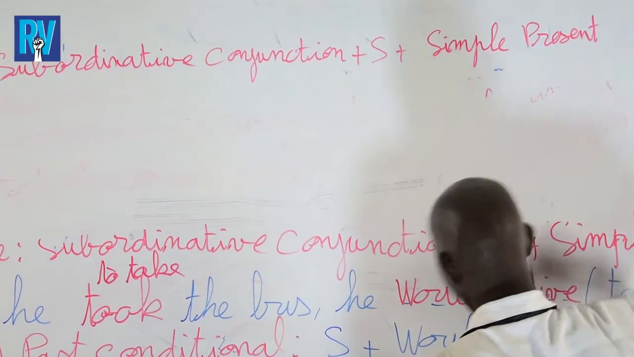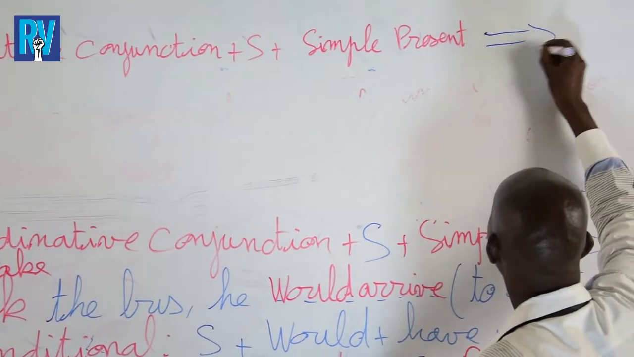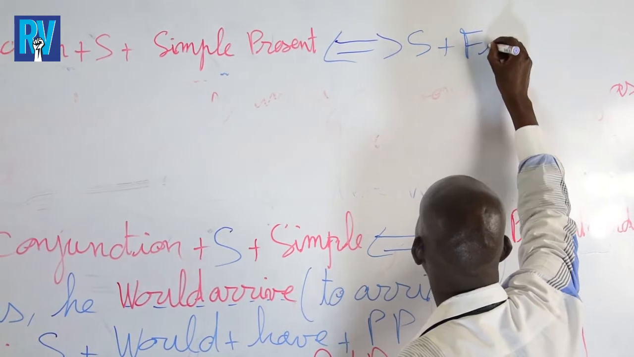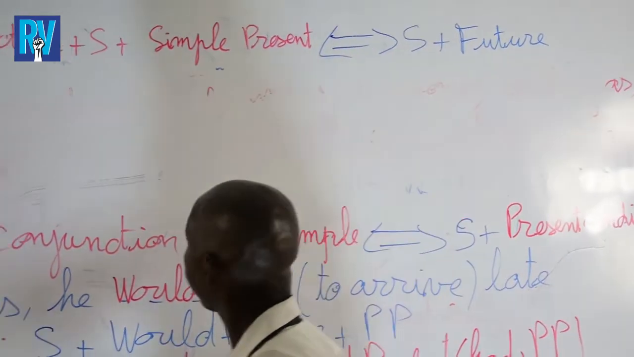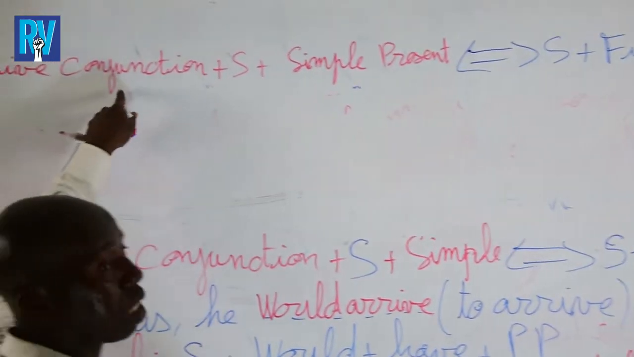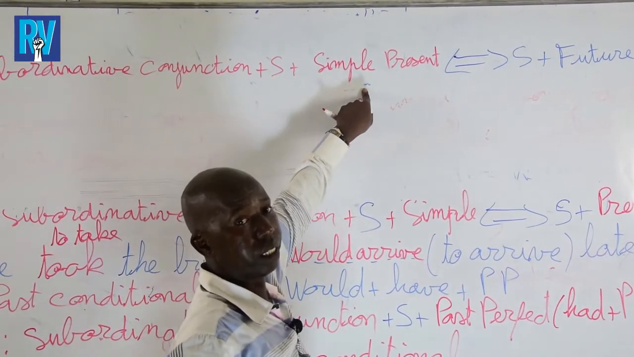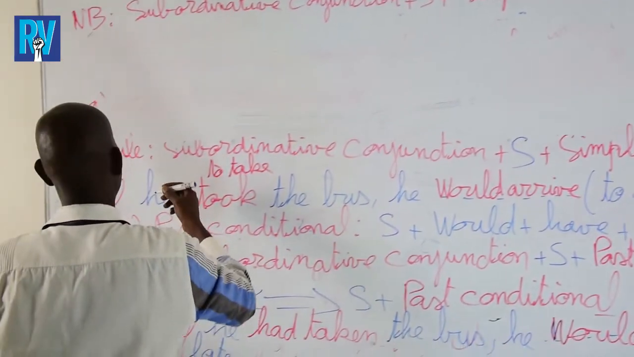Simple present. So this tense goes with subject plus future. Et là, on va avoir le futur. On va avoir le futur parce que la conjonction de subordination est suivie d'un simple present, donc ça va avec le futur. Je prends la même phrase, exemple.